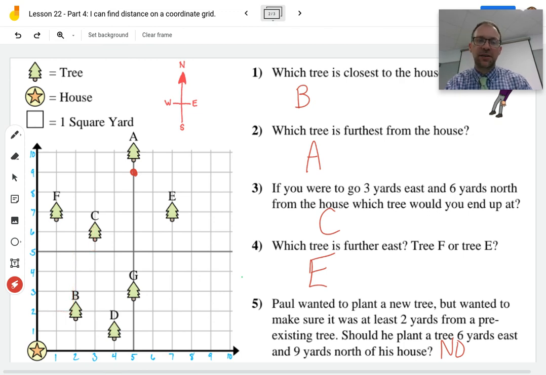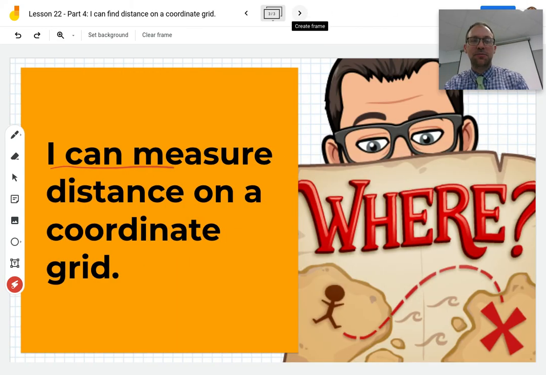But if we went a different route, it's still 9 yards. How about another route? Still 9 yards. No matter what route we take, we'll always end up with the same distance between 2 points on a coordinate grid. Today's learning target was, I can measure distance on a coordinate grid. Let's get to work answering some questions about this, and let me know if you need help.